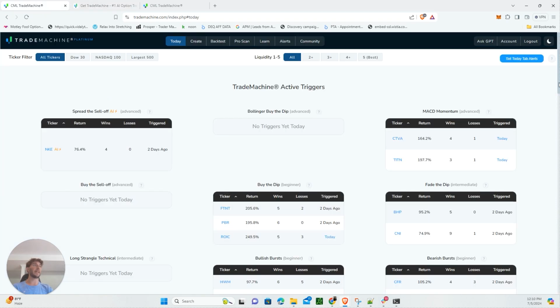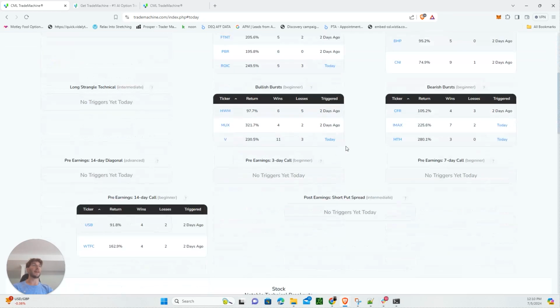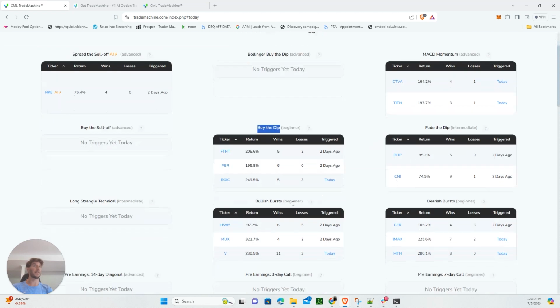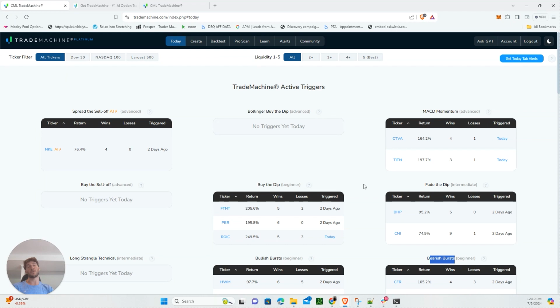So basically every day around 11 a.m., Trade Machine has this tab here called the Today tab, where they'll send you the new option trade ideas they have for the day that they use their AI to find, right? They have AI that scans thousands and thousands of stocks every morning for different technical setups. You can see these little buckets over here: MACD momentum, buy the dip, fade the dip, bullish bursts, bearish bursts, all these technical terms, which you don't really need to know right now, but Trade Machine uses AI to scan for these.